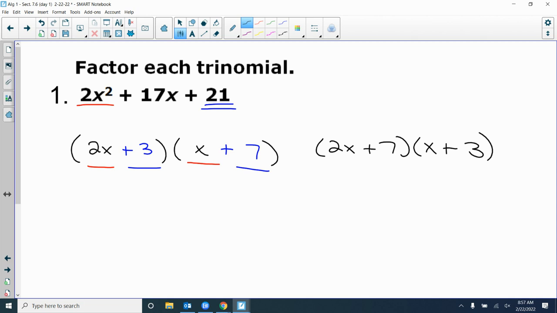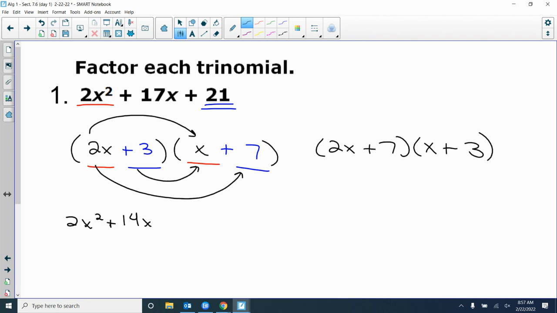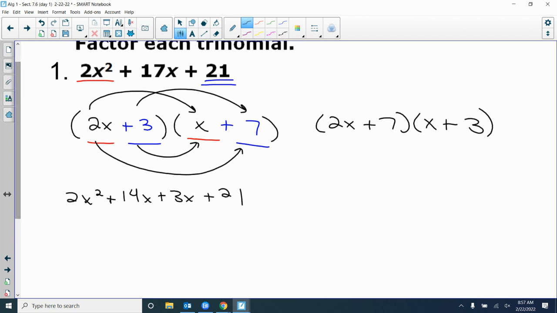You actually got to FOIL it together to see if you get the middle. So we actually got to go through the work. What's 2x times x? That is 2x squared. What is 2x times 7? 14x. What's 3 times x? 3x. And what's 3 times 7? What do we get when we add the two middle terms together? You get 17x. So what does that tell me? That's the right answer.